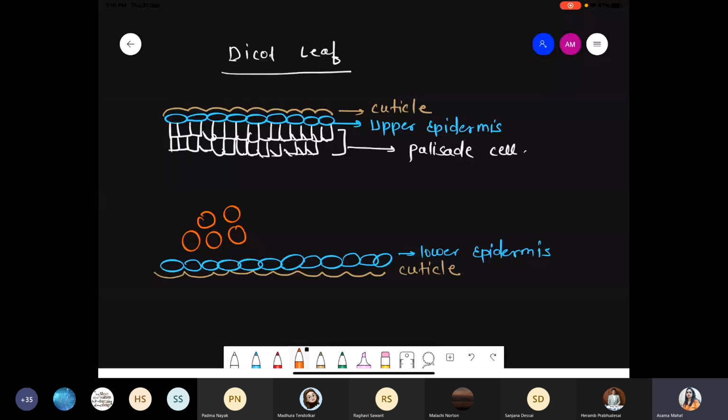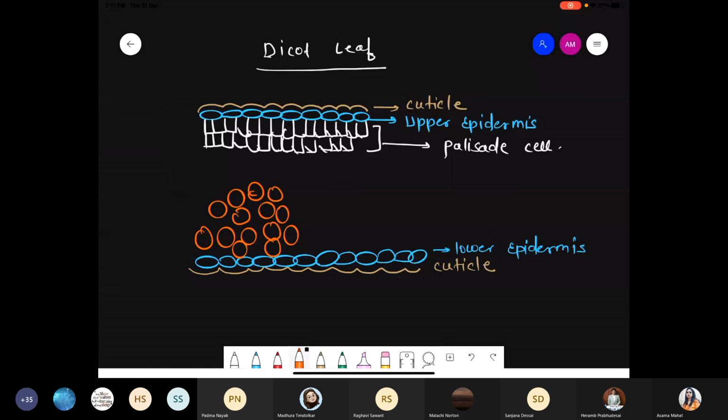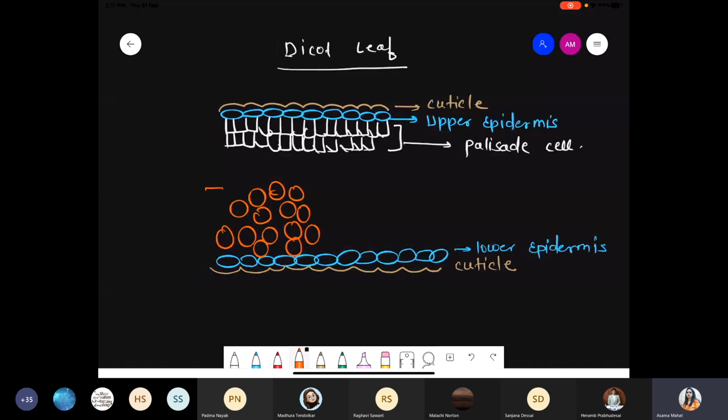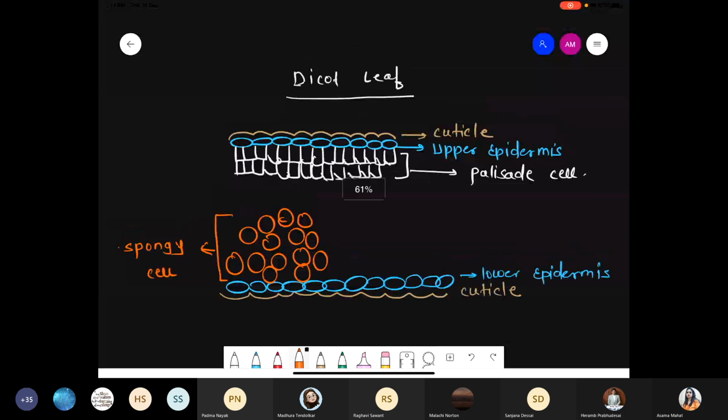There is no tight arrangement, and some intercellular gaps are also present. So this cell, this one, is simply called the spongy cells. In spongy cells, intercellular spaces are present, they are loosely arranged, and again the number of chloroplasts present is very low. Now we are talking about the vascular bundle.